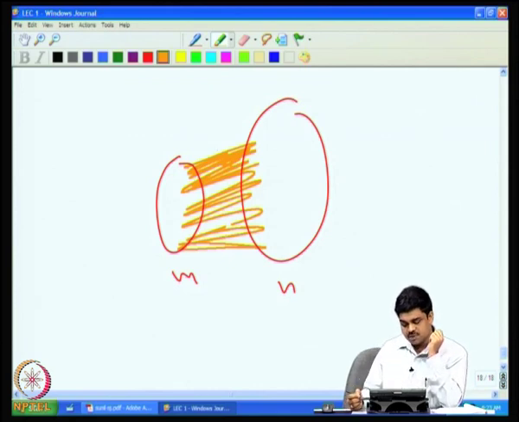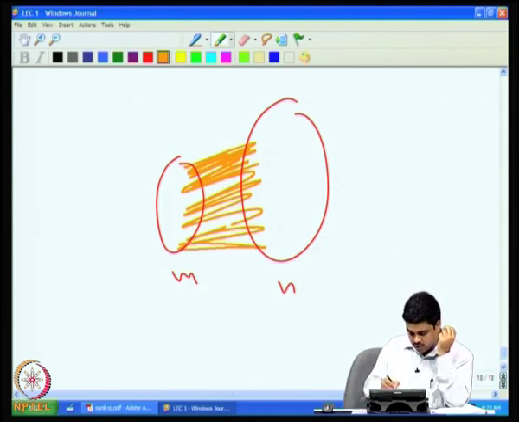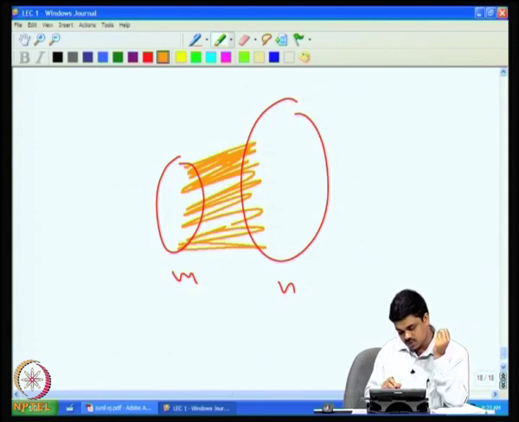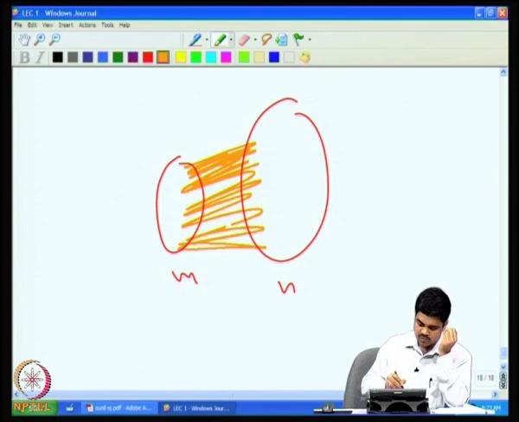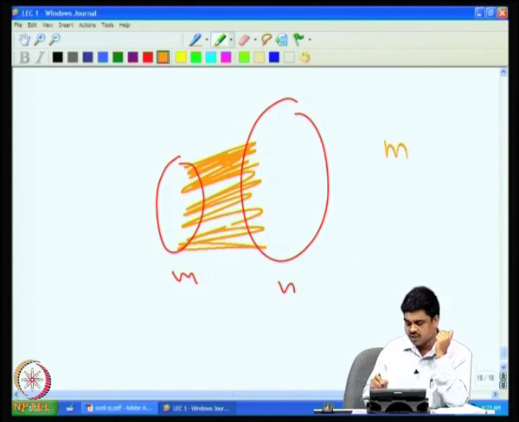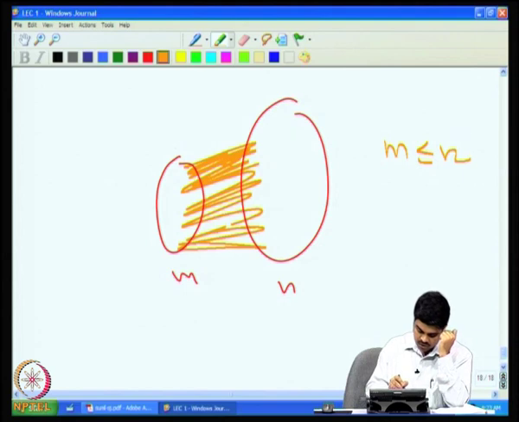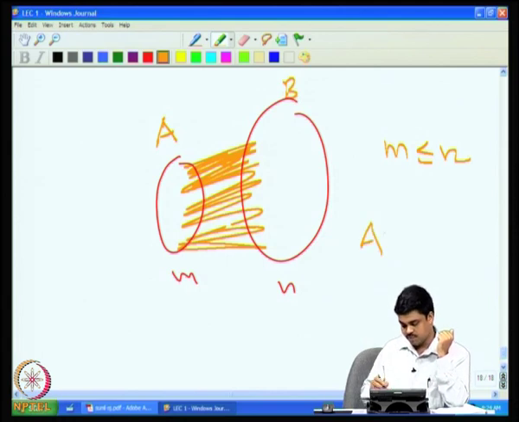So, what is the minimum? If I take all these vertices, then definitely it will cover all these edges, because every edge has to have at least one endpoint on this side. Or if I take all the vertices from this side, that is also enough. Since we are looking for a minimum vertex cover, we will take the smaller side, if m is less than or equal to n. If this is A and this is B, then A will be a vertex cover, but is it minimum?